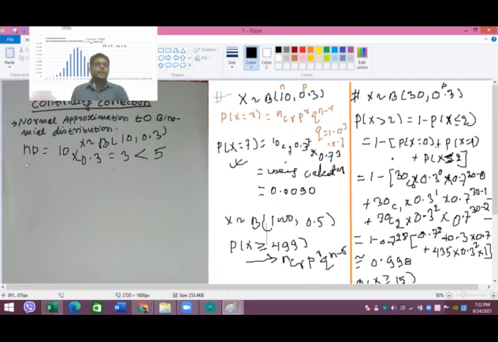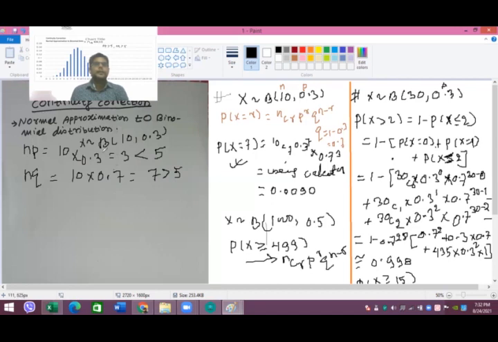All right, and then for example nq, if you are finding this case, so n value is 10 and q value is 0.7, so nq equals 7, but this is bigger than 5. But the situation that we have seen is that both n times p and n times q should be bigger than 5. But let's see what happens if you apply the normal approximation to the binomial distribution over here.